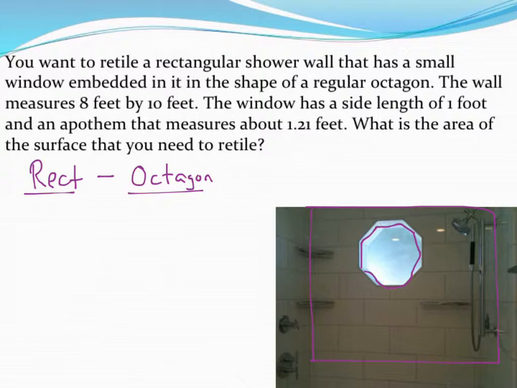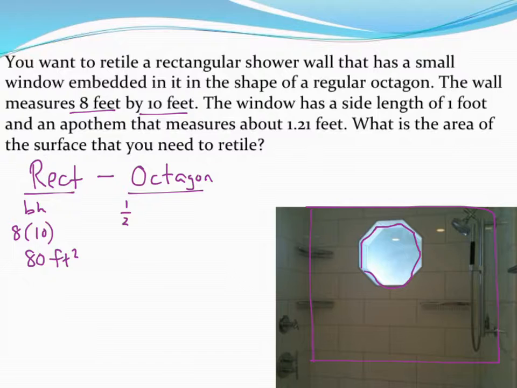So the rectangle is just a rectangle, so the formula for area is base times height. They've told us that the wall measures 8 feet by 10 feet. So multiplying 8 by 10 gets me an area of 80 feet squared for the wall. Now that's the entire wall. However, I'm not going to be including tiles over the window. So we need to subtract that area.